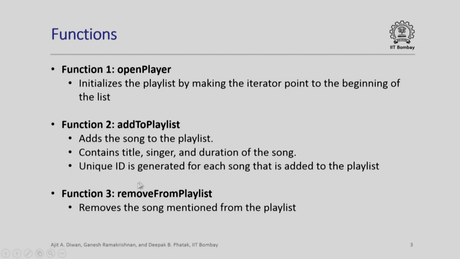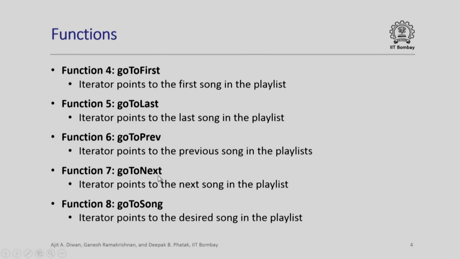What are the functions that we will use? First and foremost, open player, which initializes the playlist by making the iterator point to the beginning of the list. Next is adding to a playlist, so we can add a song to the playlist which will contain title, singer, duration, etc., and a unique ID which we will generate for each song which is added to the playlist. There will be a function to remove from the playlist, in which case a particular song will be removed.